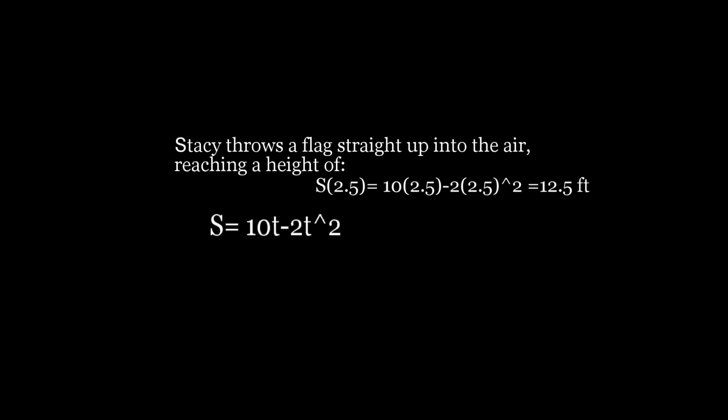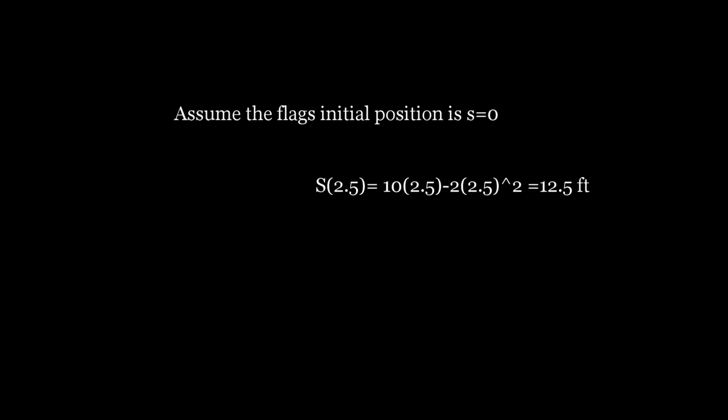Stacy throws a flag straight up into the air, reaching a height of position equals 10t minus 2t squared after t seconds. Assume the flag's initial position is s equals 0, which is the point at which the center of mass of the flag leaves Stacy's hands. So our first question is, how high does the flag go?